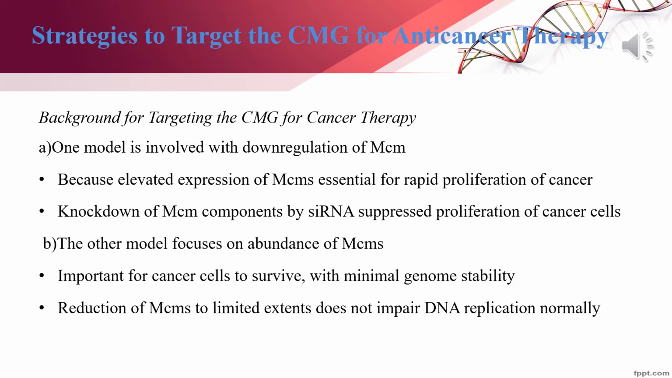Now let's take a look at the strategies to target the CMG for anti-cancer therapy. In order to decrease the tumor formation, one model is concerned with the downregulation of MCM, as sustainable and elevated MCM expression will be crucial for quick cell proliferation. Consequently, siRNA suppresses the proliferation of cancer cells through the knockdown of MCM components. On the other hand, the other variant of model concentrates on excess MCMs essential for survival of cancer cells, with limited preservation of genome stability when the replicative burden is strong.